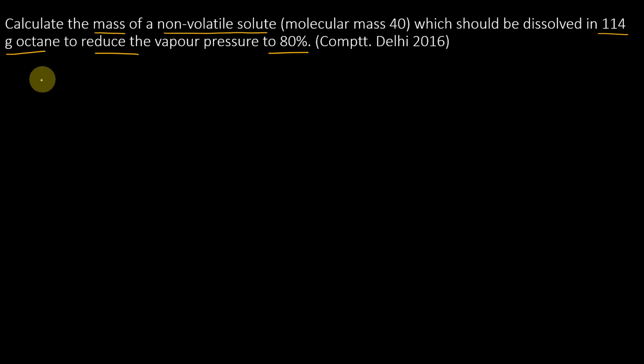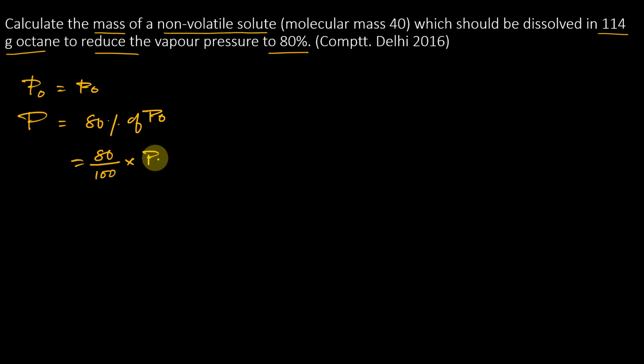So the initial pressure, let us consider to be P naught itself. The final pressure, the pressure of the solution, should be reduced to 80% of the vapor pressure. So it will be 80% of P naught. What does 80% of P naught come to? 80 divided by 100 into P naught. It will be 0.8 P naught. So this is the pressure of the solution, by the way, and this is the pressure of the pure solvent, okay?